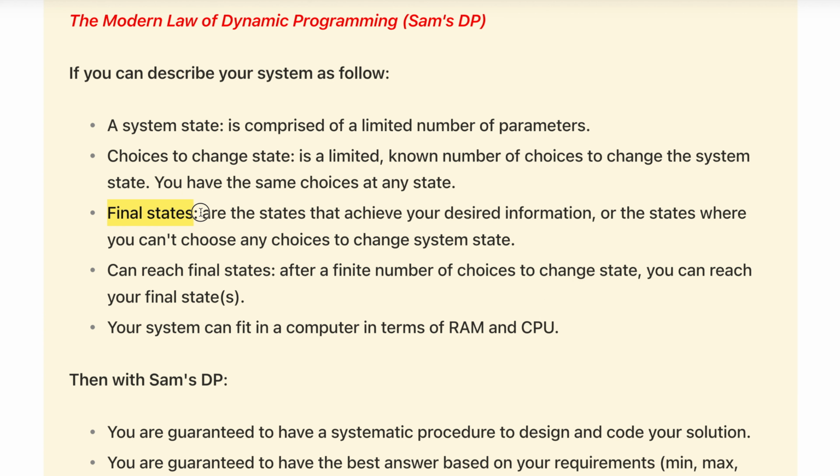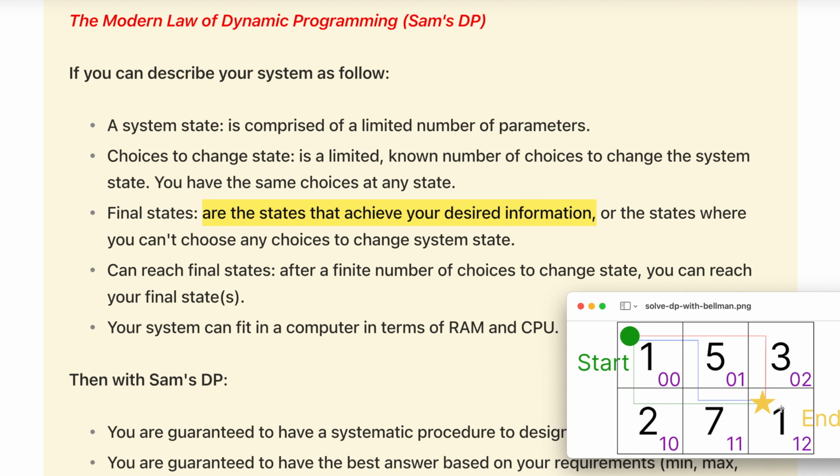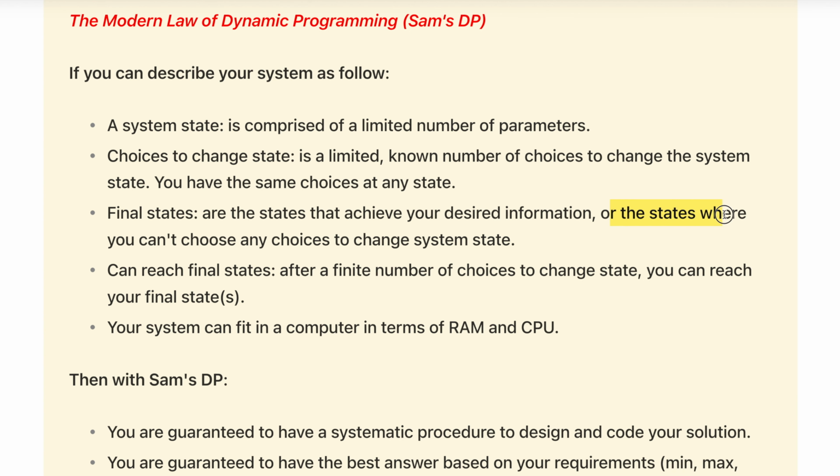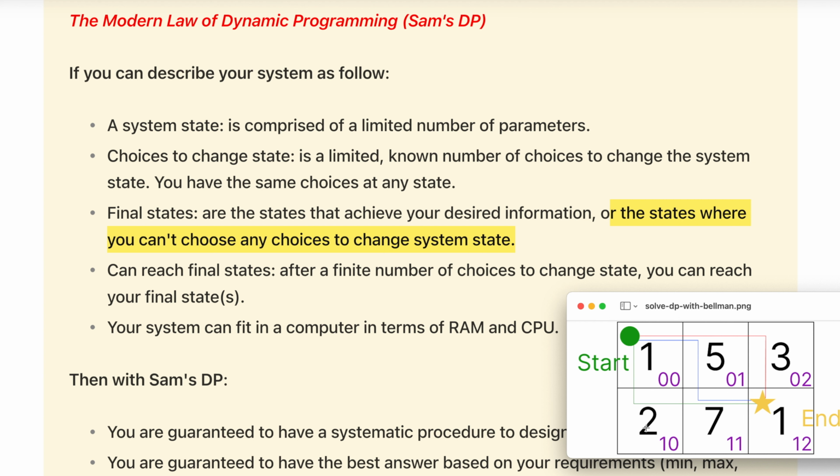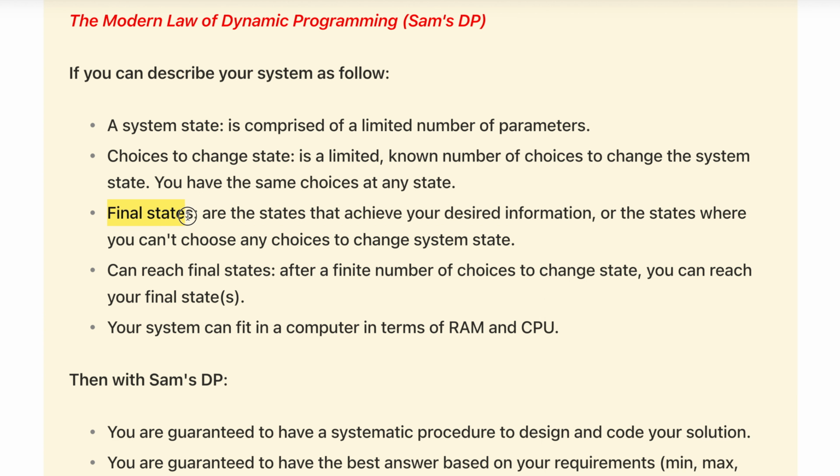Final states are the states that achieve your desired information. That is the state when we are at the destination cell, which is 1, 2, because that's the place we desire to go to. So 1, 2 here is one of our final states. The final states can also be the states where we cannot choose any choices to change system state anymore. For example, if we are here at 1, 0, we decide to go down, and that is out of the map. As we are out of the map, we can no longer have any choices to change the system state. That means we cannot move anymore, and that is also one of our final states.